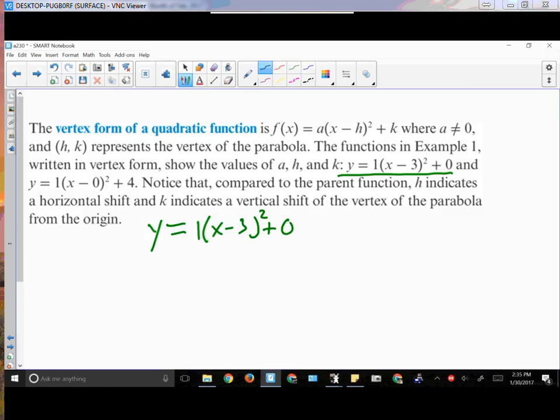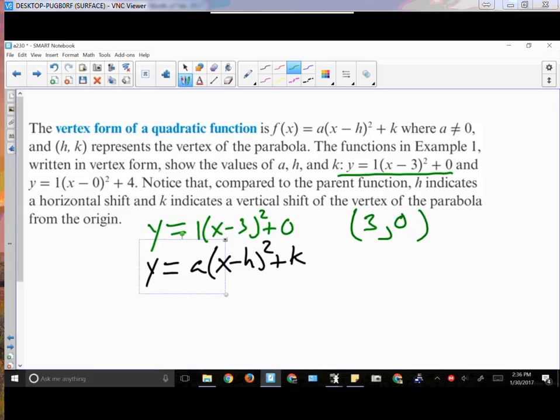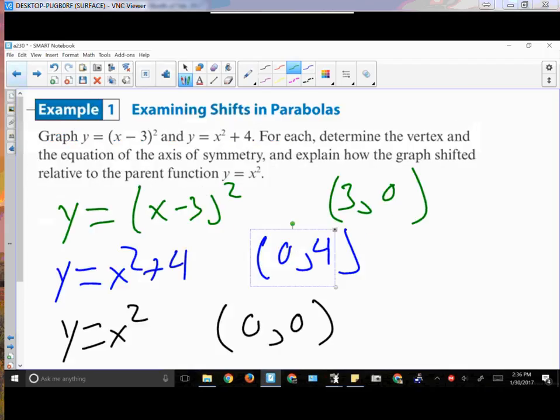When I look at this, it says y is going to be equal to a parentheses x minus h squared plus k. All I have to do is take the information right out of there, and I've got my vertex. So my vertex here would be 3, comma, 0. And isn't that what we figured it out to be? 3, comma, 0.